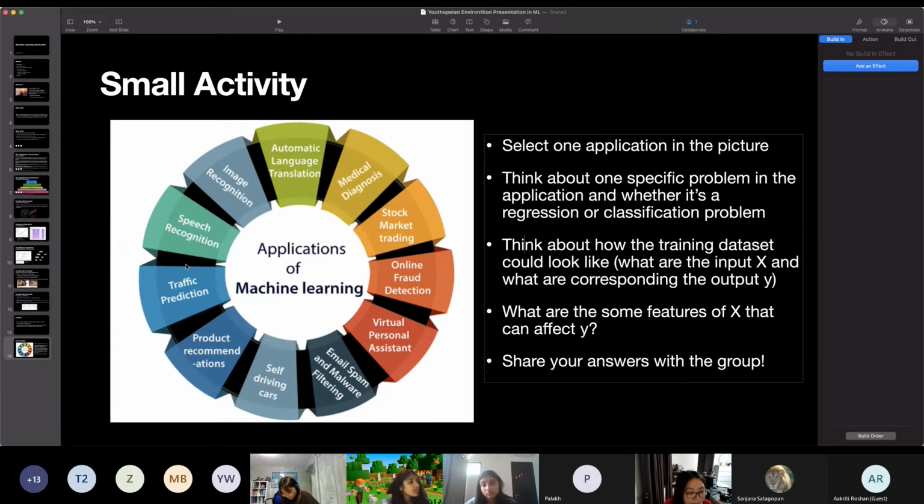And let me actually think about it. I think most here seem to be classification. Traffic prediction might be regression if you want to quantify the traffic in some way. And yeah, I think most here, image recognition, speech recognition, these are definitely classifications. And product recognition is also a classification, because you're recommending a specific product from a limited number of choices.